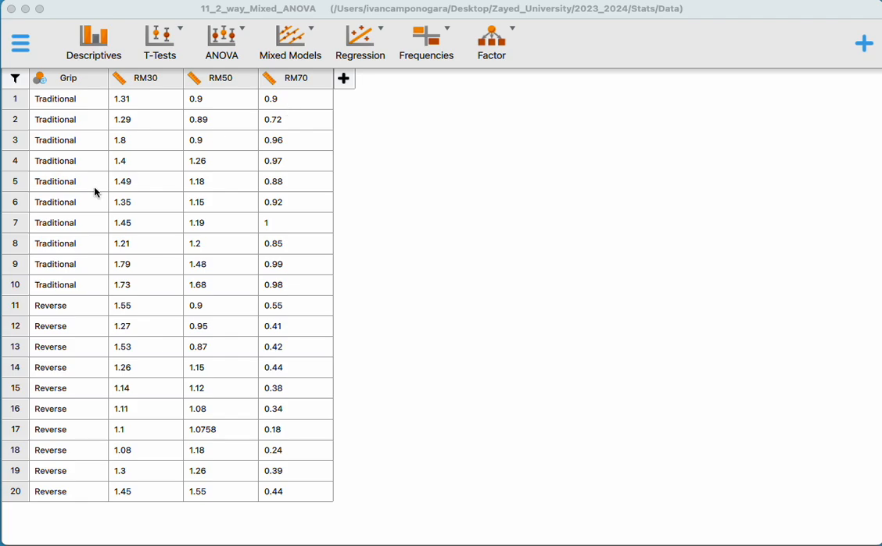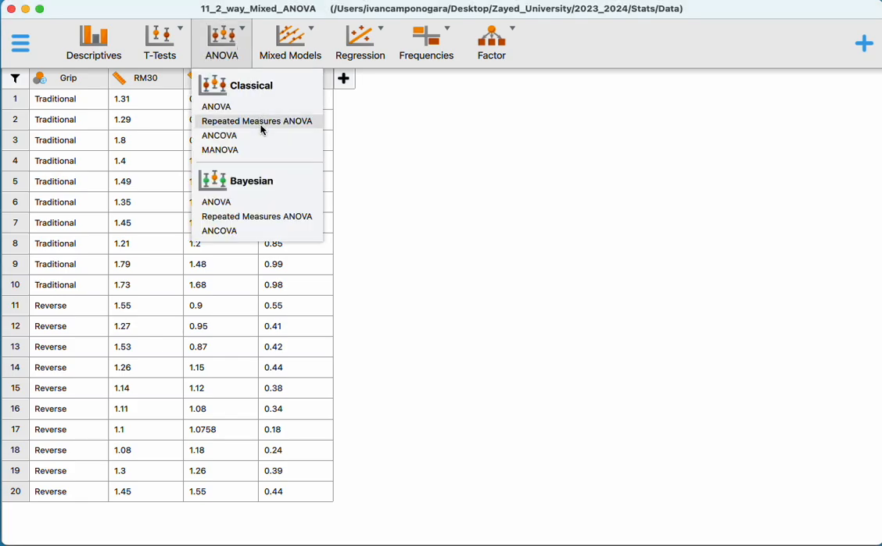And there are three measurements. For each grip, I have the two groups: one group was with the traditional grip, one group was with the reverse grip, and I have three measurements. I measured the grip after 30, 50 or 70 days of strength training. RM30, RM50, RM70 correspond to this, so the days after the training.